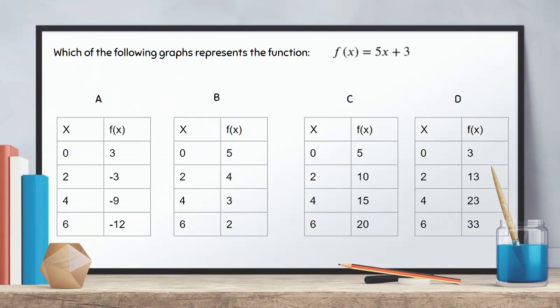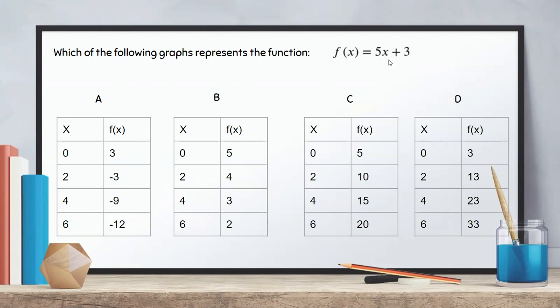The next question we talked about this year was function. So this question asks, which of the following graphs represent the function f of x equals 5x plus 3? Remember, a function, every input has one output. And this is our rule, 5x plus 3. So we just want to make sure that if you input our x values, f of x, our y values make sense with this rule. So we can look at each of these charts to see which one makes sense.